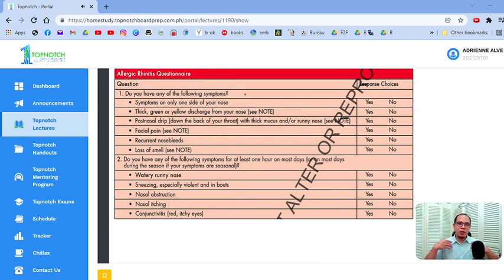Okay, so for patients presenting with rhinitis, lalo na pag chronic yan, there are questions that you can ask, which will point you if this is more likely to be allergic in origin or not. Okay, so for example, these symptoms over here, okay, unilateral symptoms, thick greenish discharge, post-nasal drip, facial pain, nose bleeding, and loss of smell. These symptoms are not common in allergic rhinitis.